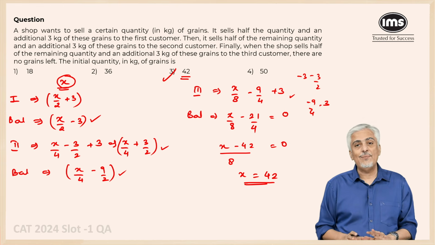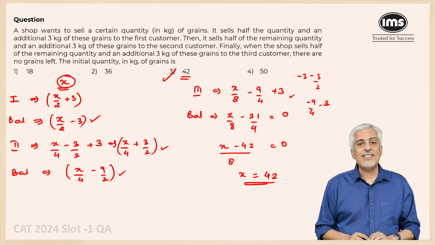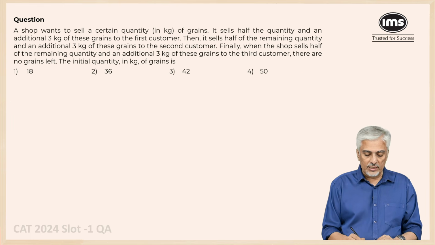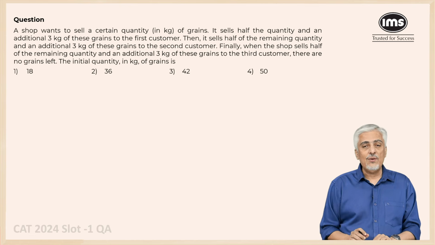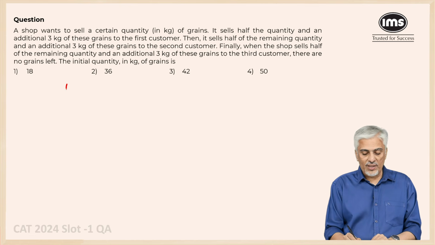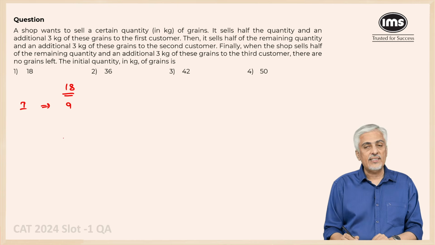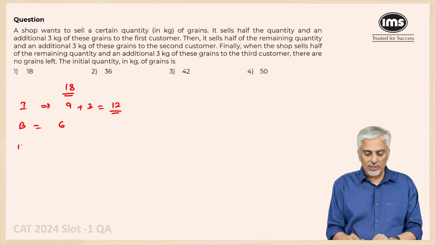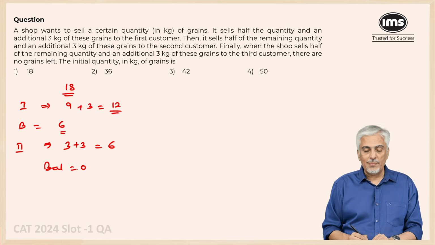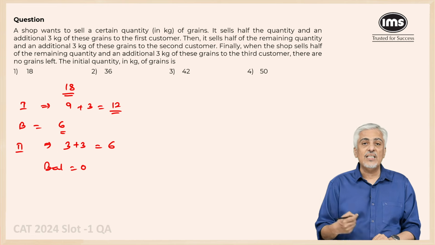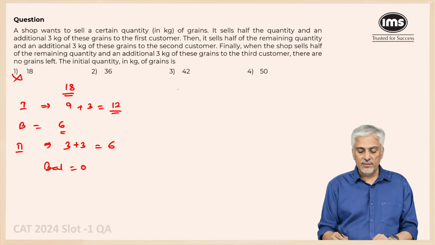Well, this should not have been the method to do in the exam situation. Let's see what you should have done. Even if you do not know the best method, I would have done this sum by options. So if 18 were there initially, customer 1 gets 9, that is half, plus 3, 12. So balance is 6. Out of 6, customer 2 gets 3 and then 3 more. So 6. So balance is 0. So only after 2 customers the balance becomes 0, but they had said after 3 the balance becomes 0. So this is not my answer.